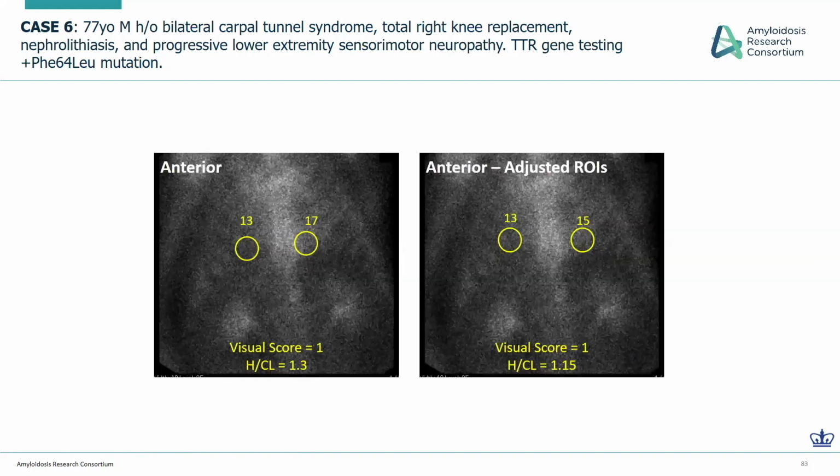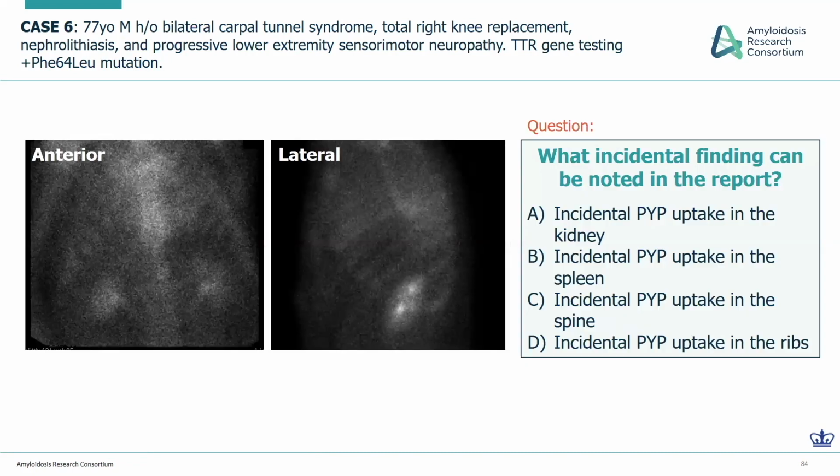Yeah, and I think you can see that shown here on the next slide, in which they've been redrawn, as you said. So moved away from the sternum and moved up above the diaphragm. And now, again, the visual score is still 1, but the H/CL is in the range that appears negative. Negative. And on this scan too, we saw on the lateral there was some incidental finding. I guess given his history of nephrolithiasis, we'd all be pretty sure this is renal uptake again. That's right. Yeah, you can see here in the kidneys.